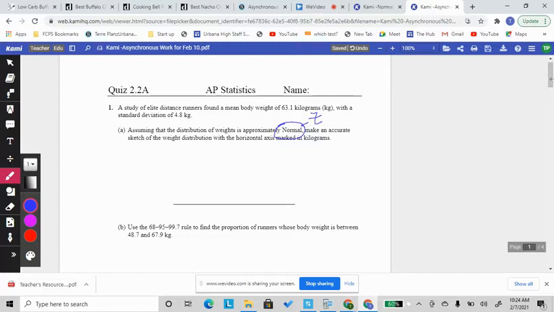Okay, so here we go. And then we're going to use our 68, 95, 99.7 rule. That's your empirical rule. So we're going to draw a normal curve. Hey, I'm getting better with the pen. Well, not that great. And then the mean is at 63.1. And then we have a standard deviation of 4.8.